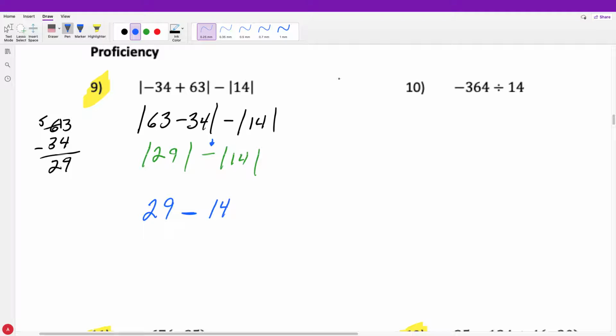This negative is not inside of the absolute value, and negative absolute value of 14 does not equal the absolute value of negative 14, because that will give us a positive, and since this negative is on the outside, it gives us a negative. So it's 29 minus 14, which is then going to be 15.